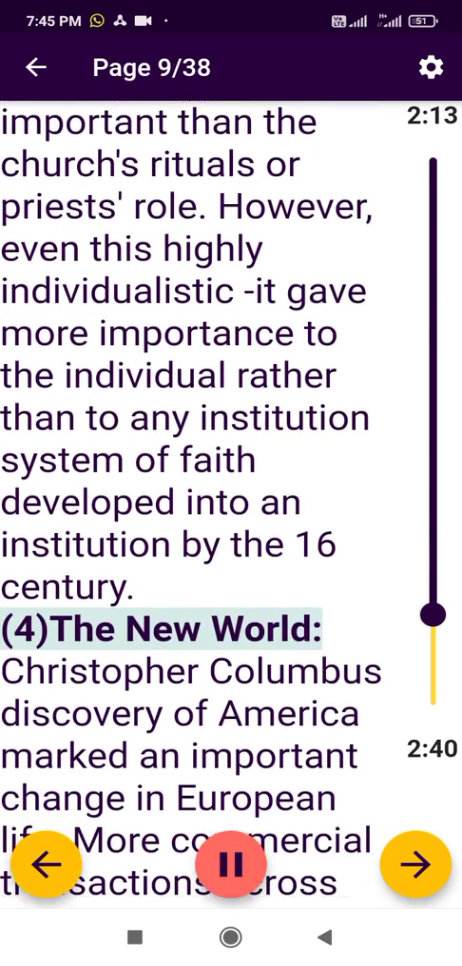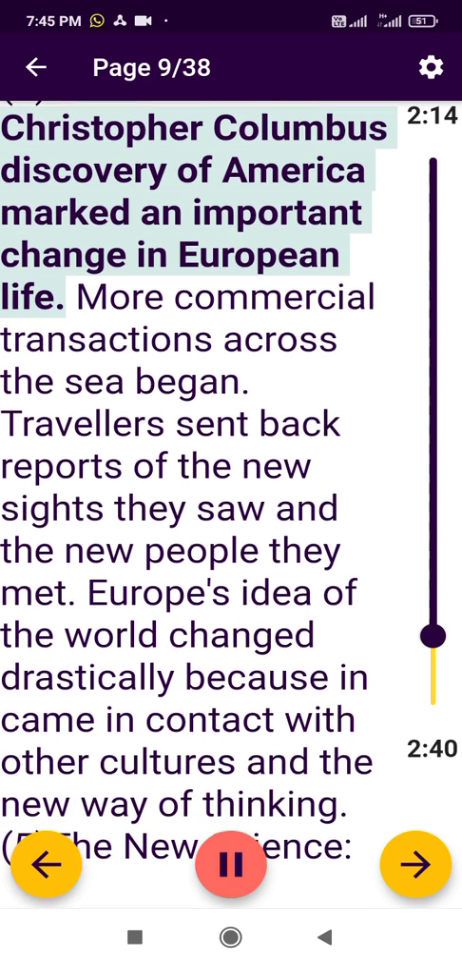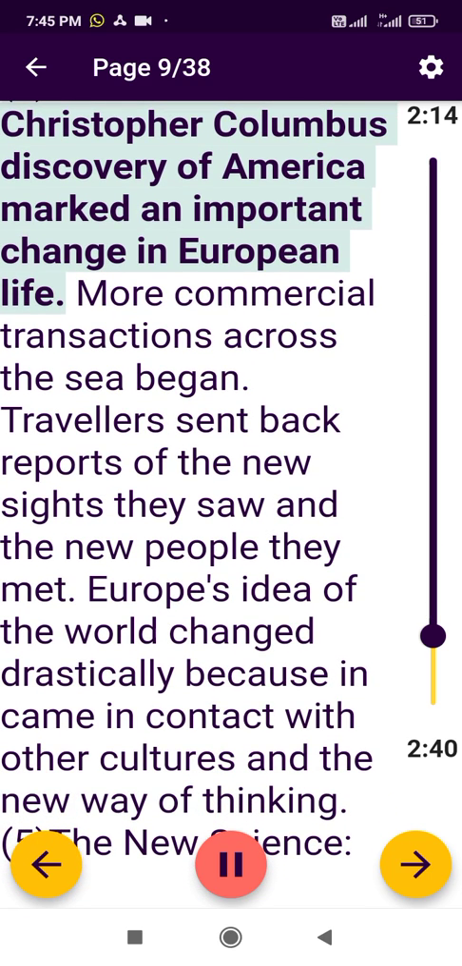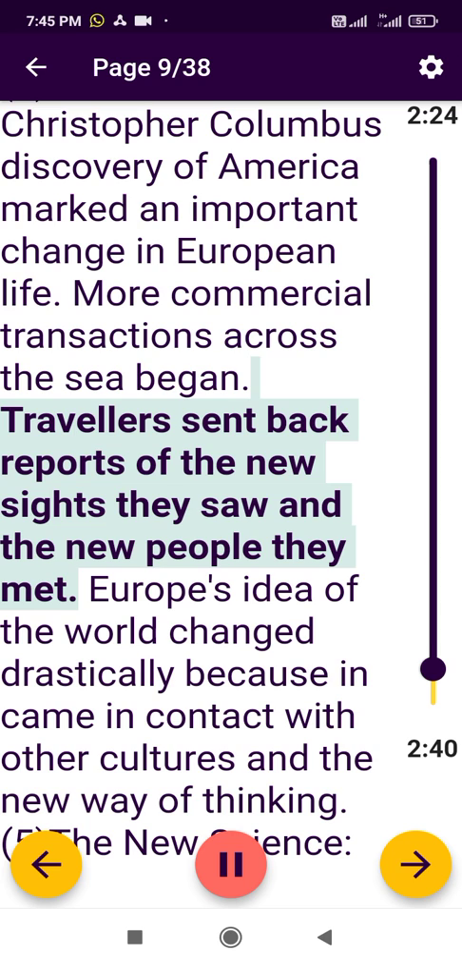4. The New World. Christopher Columbus' discovery of America marked an important change in European life. More commercial transactions across the sea began. Travelers sent back reports of the new sights they saw, and the new people they met.